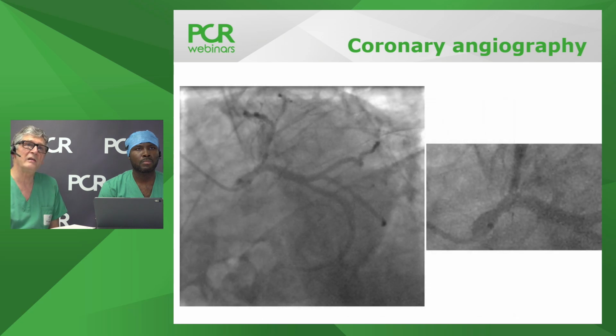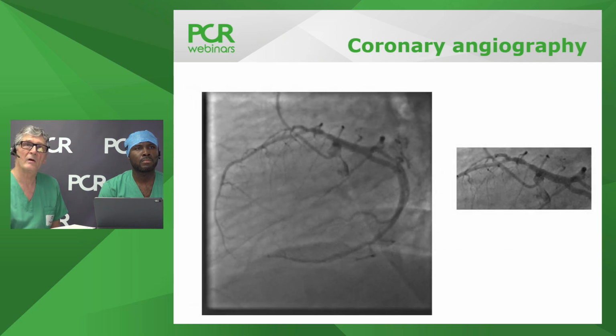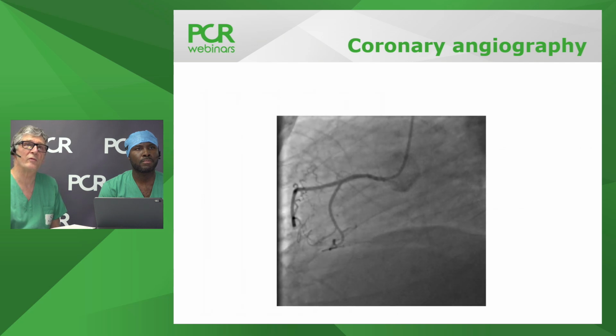In the spider view, you can see that this lesion of the proximal LAD includes the ostial LAD. So it's really a bifurcation lesion. In lateral view, you see that we have a dominant circ and this disease of the long LAD. And the next slide will show you the right coronary artery, which is a non-dominant vessel.